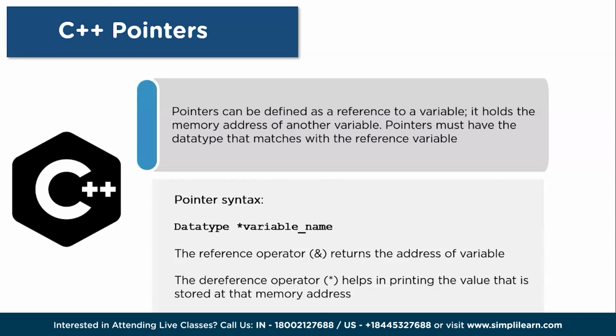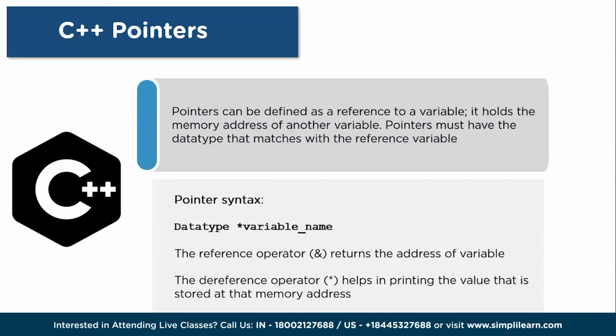The reference operator returns the memory address of the variable, and the dereference operator displays the value that is stored at that memory address. The syntax of the pointer is data type, then the dereference operator with the variable name.